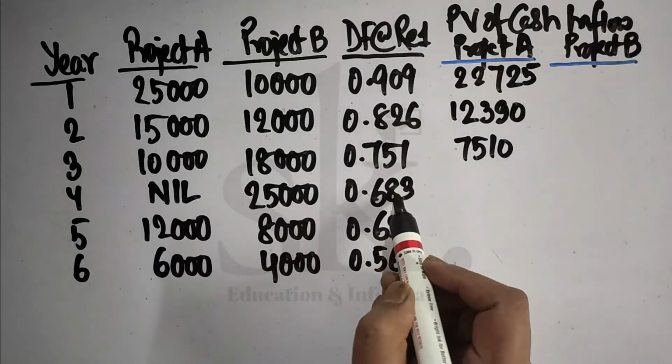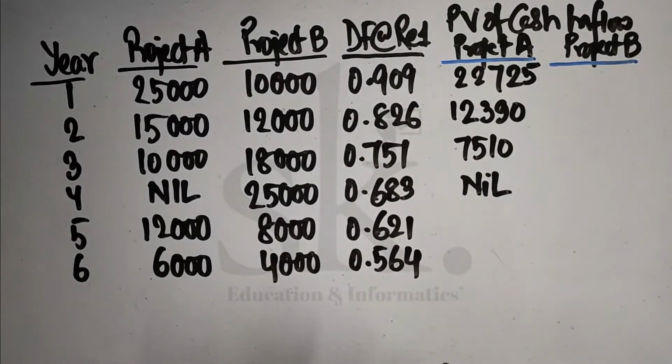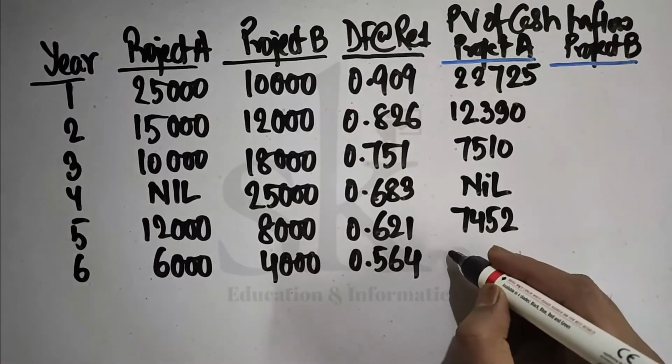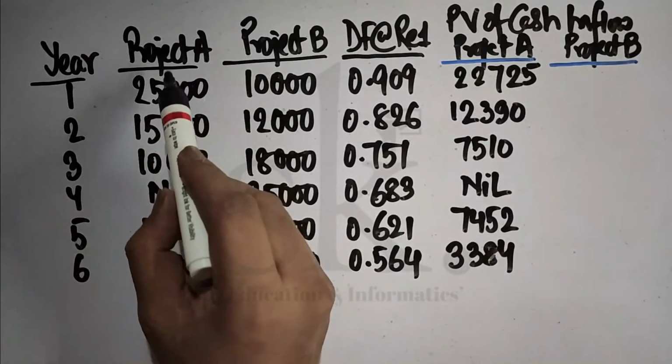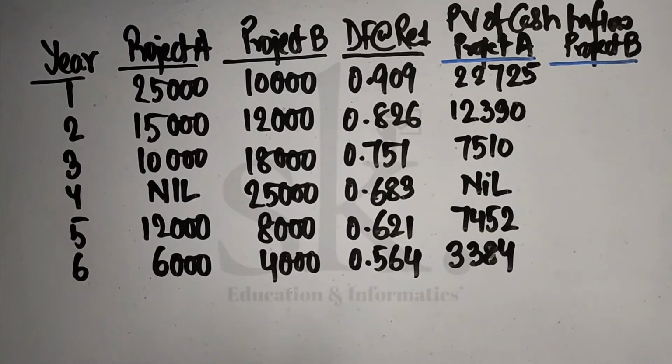Nil into 0.683 is basically nil, so we are not getting money here. Next is 7452 and 3384. So how have we calculated this? We have calculated the future cash inflow of project A as given, multiplied by the discounting rate. Similarly, we also calculate for project B.